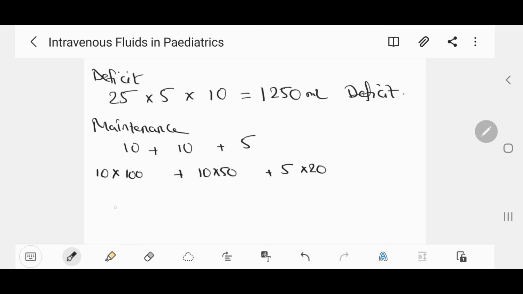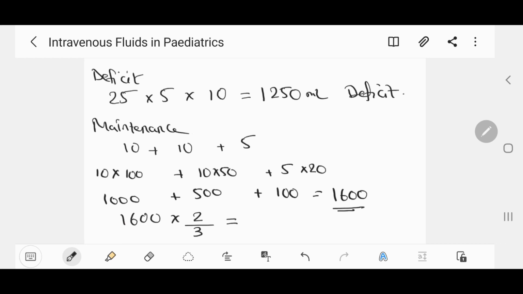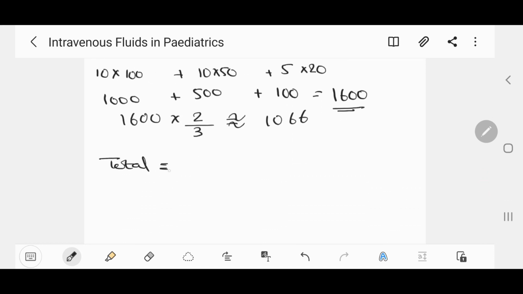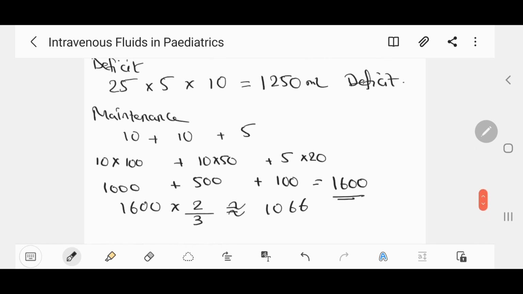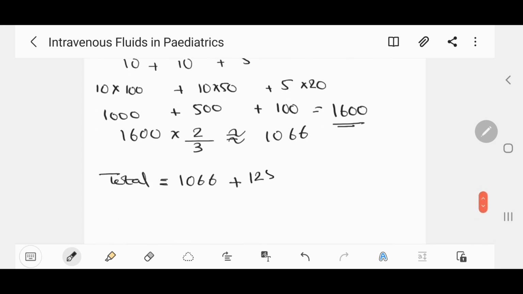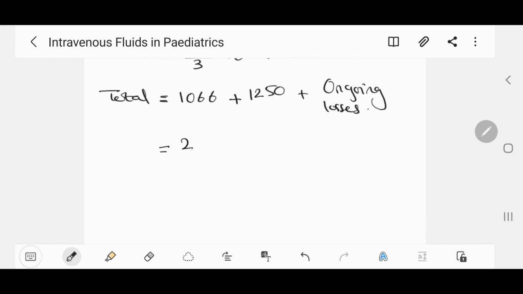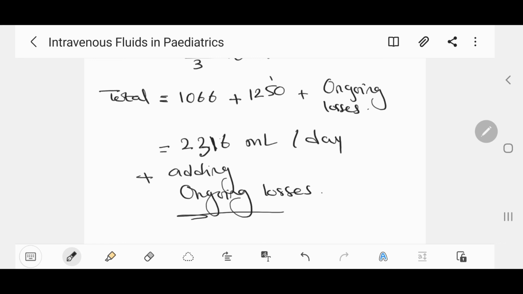As for maintenance, the first 10 kilograms would be multiplied by 100, the second 10 by 50, and the remaining by 20, which gives us the total, okay? So here it's calculated as 1,600 mLs. Now we take 2/3 of this, because as we said, of the fluid retention. So we've got 1,066 mLs maintenance fluid, which will be added to the deficit fluid, which is 1,250, and then we'll calculate ongoing losses. So that's the total fluid requirement per day for this child, which is 2,316 mLs per day, plus the added ongoing losses according to what we find.